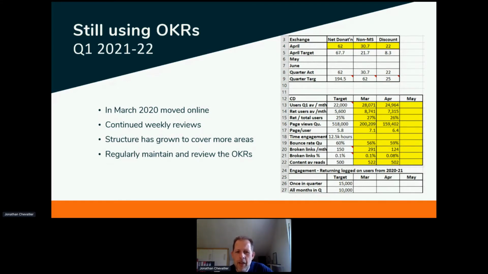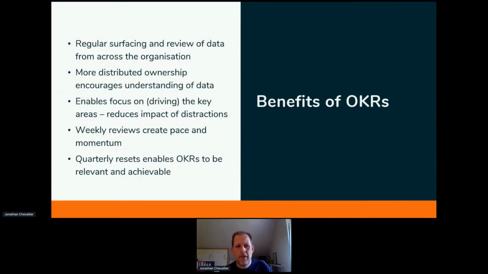And we've obviously brought in other OKRs as well, as our emphasis has changed over time. But I'll talk a bit more about this later on as well. So what do I see as the benefits of this approach? First of all, we have regular surfacing and review of data from across the organization. The great thing here is that I can see as CEO, but everyone else can see as well what is happening across the entire organization.